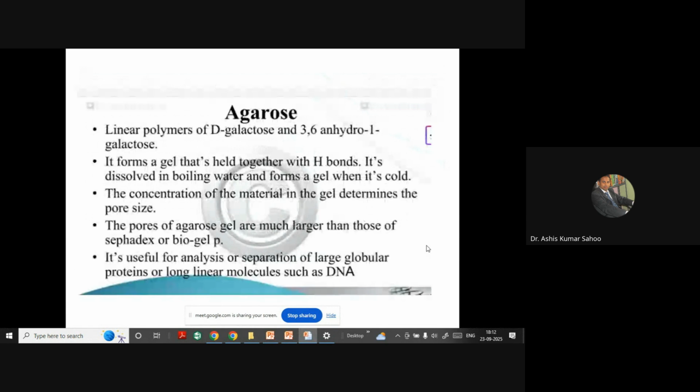Agarose: linear polymer of D-galactose and 3,6-anhydrogalactose. It forms a gel that is held together with hydrogen bonds. It is dissolved in boiling water and forms a gel when it is cooled. The concentration of material in the gel determines the pore size. The pores of agarose gel are much larger than those of Sephadex, so it is useful for separation of large globular proteins and long linear molecules such as DNA.